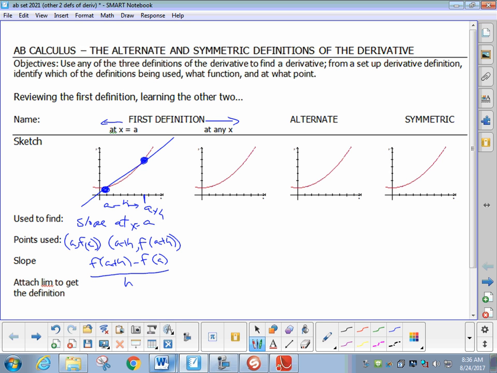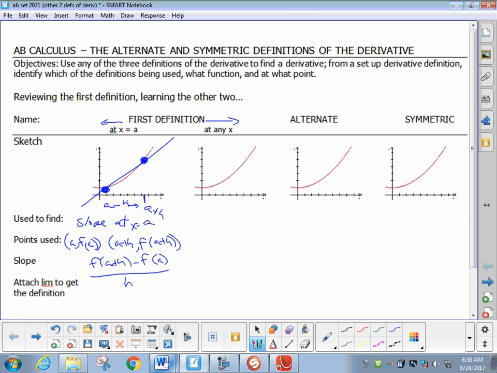Visually, graphically, it's the slope. Slope of the tangent or slope of the secant? What is the difference between a secant slope and a tangent slope? Secant is between 2 points, and a tangent is at 1. So right now, it's the slope between 2 points.